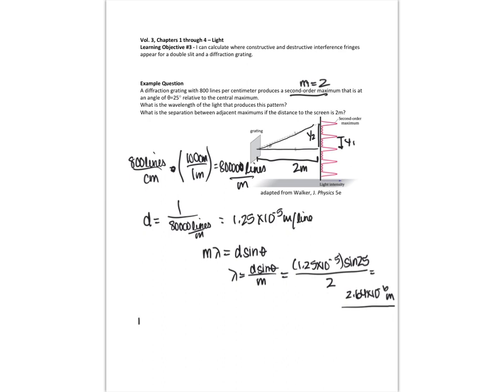So the tangent of theta 2, that would be the one for the second order, is y2 over the 2 meters. So y2 is 2 meters times the tangent of 25, and that turns out to be 0.93 meters. And then if we want to find y1, that's going to be for the first order, because we want to figure out the distance between the second order and the first order.